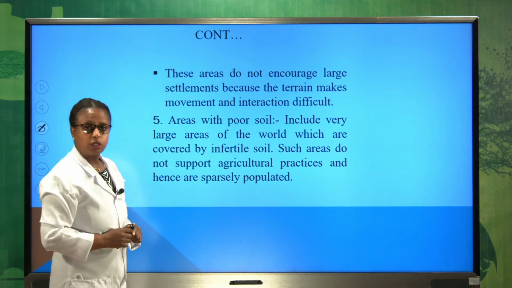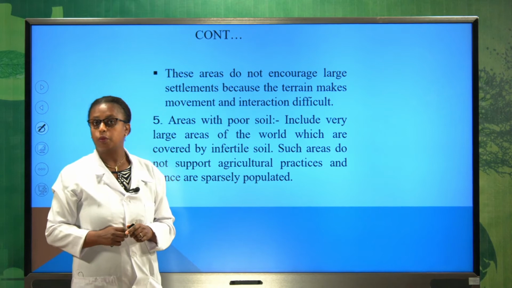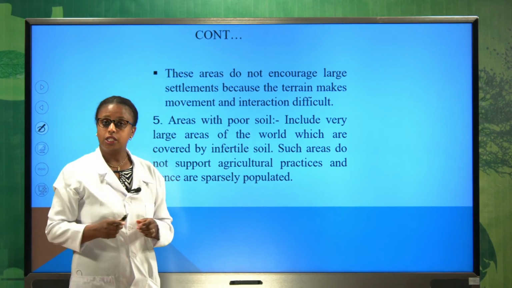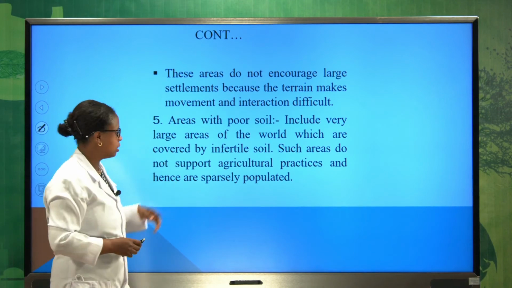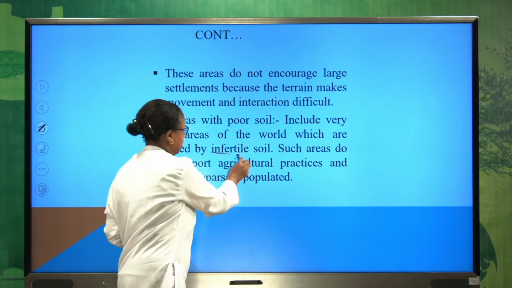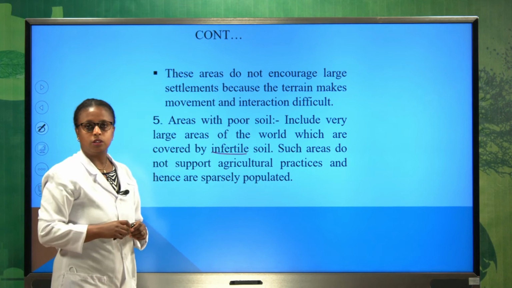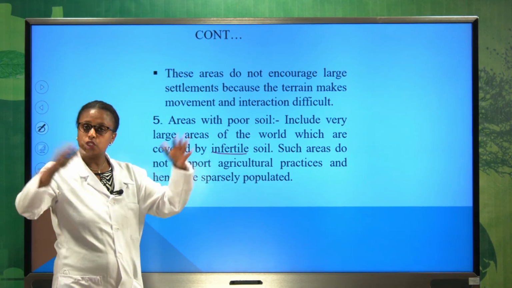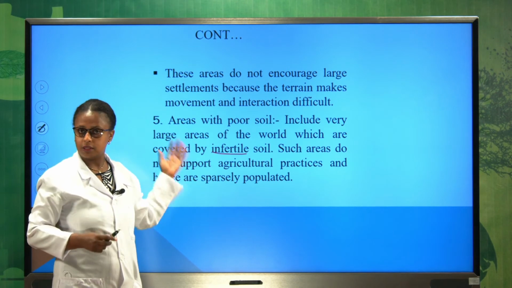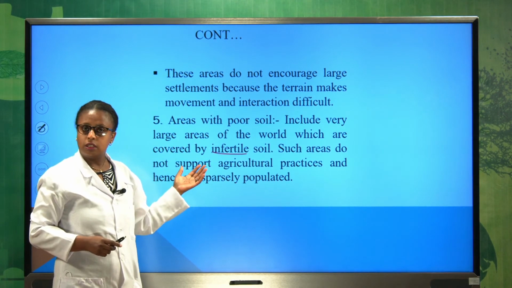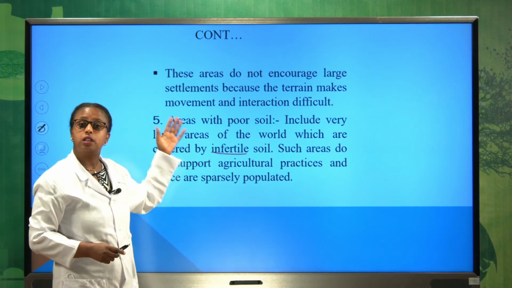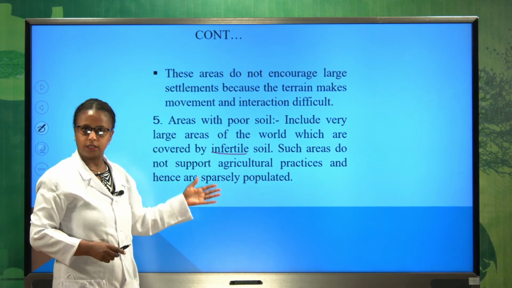Areas with poor soil are also sparsely populated regions of the world, because agriculture is difficult in areas where the soil is infertile or poor. As a result, the settlement of a large number of people in the region is very restricted or limited, so few people live in the region. These are the sparsely populated regions of the world.